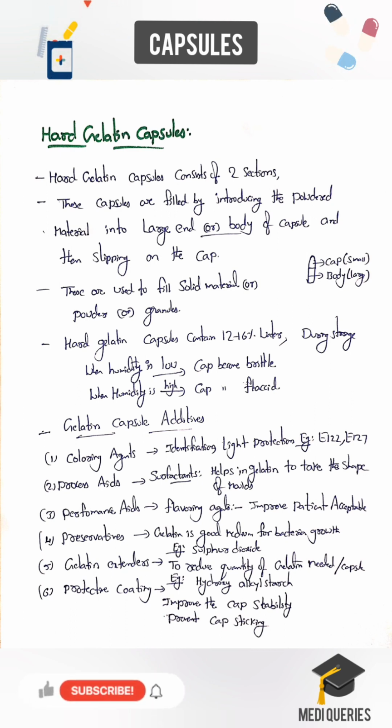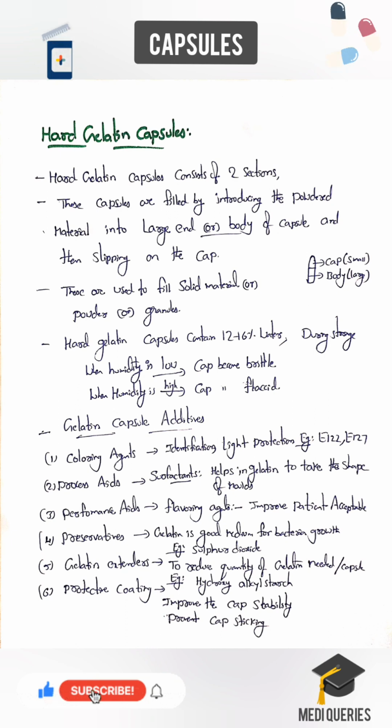There are many additives included in the preparation of capsules. Gelatin capsule additives are mainly coloring agents. The first additive is coloring agents. These coloring agents are identification agents used to identify the product, and sometimes they protect the product from light sources. Examples are E122 and E127.